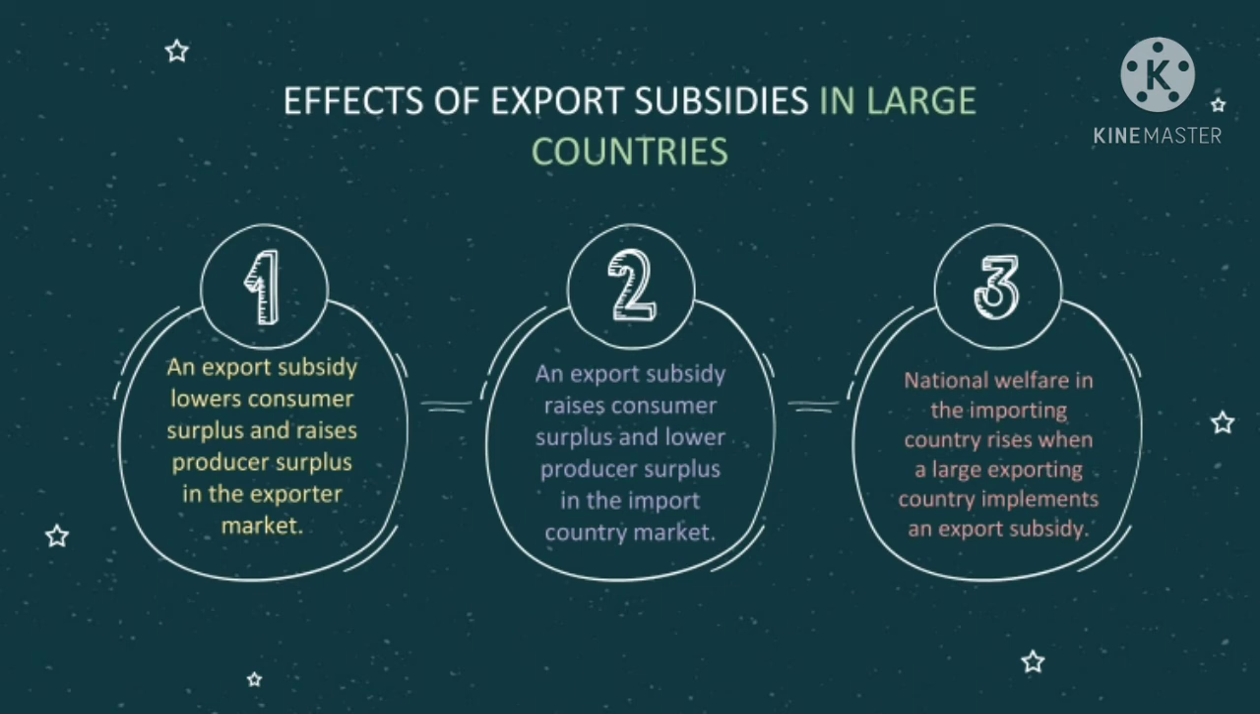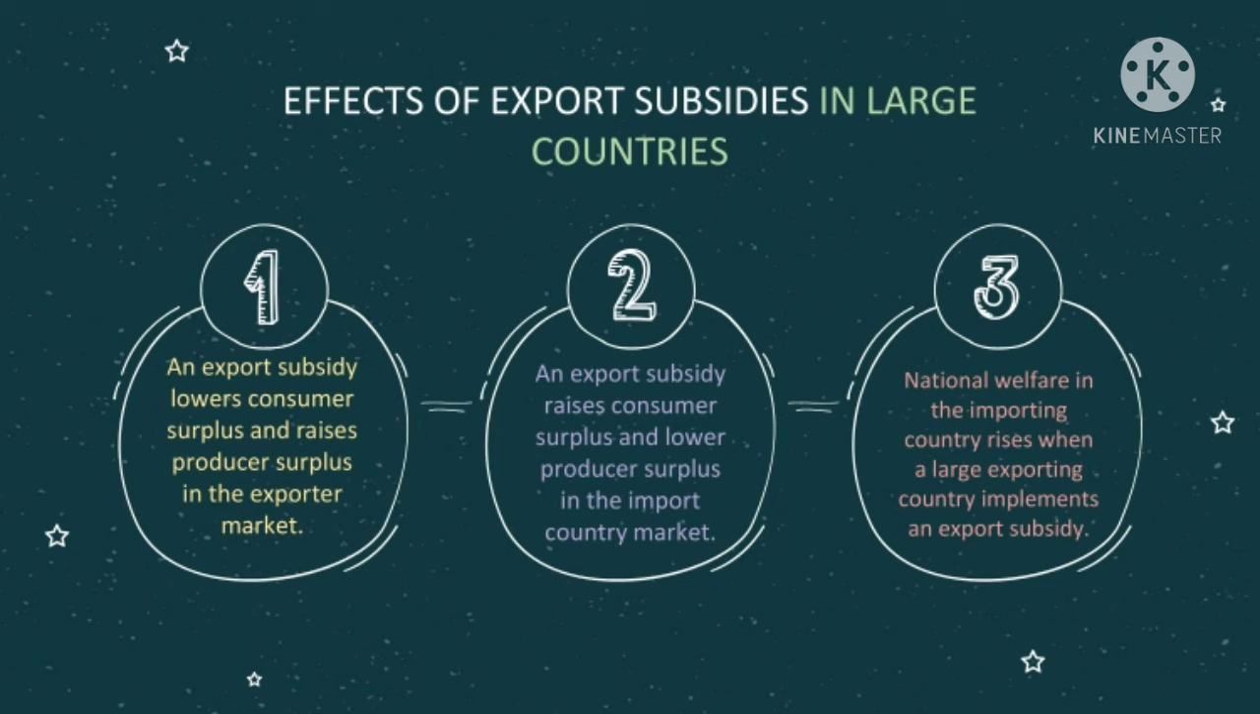Lastly, national welfare in the importing country rises when a large exporting country implements an export subsidy. The aggregate welfare effect for the country is found by summing the gains and losses to consumers, producers, and the government. The net effect consists of three components: a positive terms of trade effect, a negative production distortion, and a negative consumption distortion. Although there are both positive and negative elements, the net national welfare effect reduces to an area which is positive.